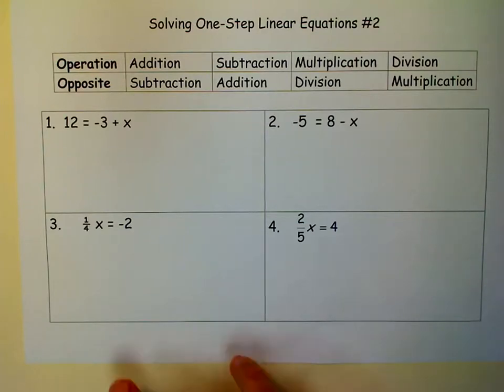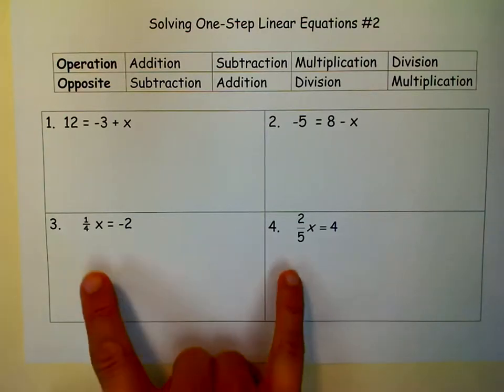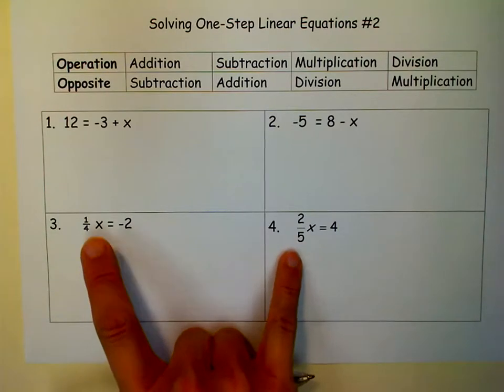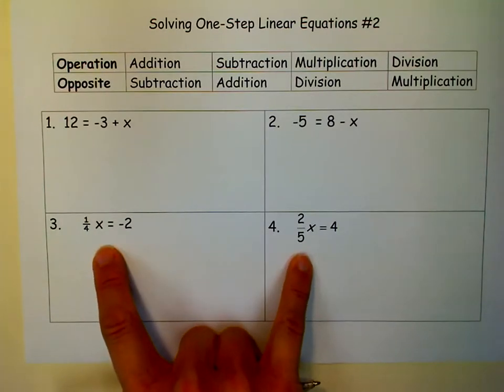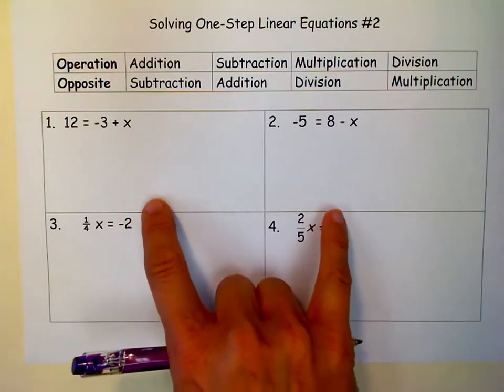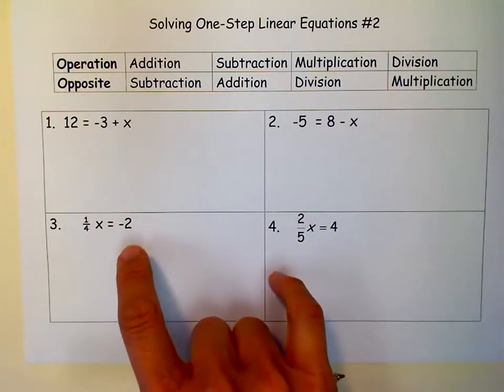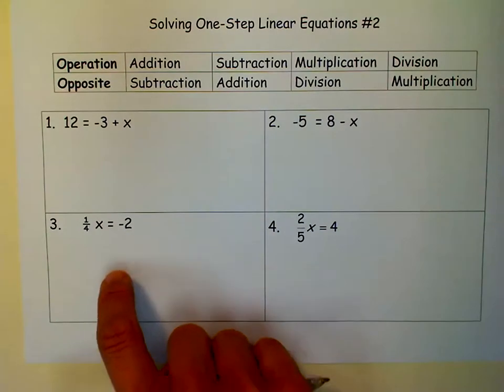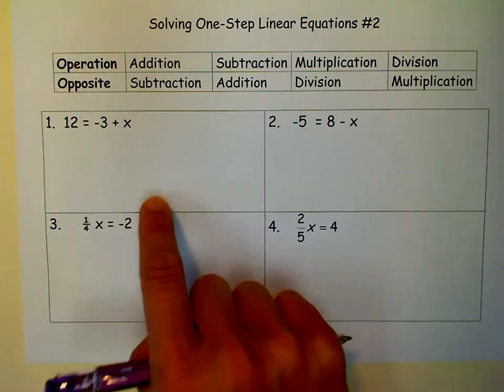If you looked at the last lesson, the thing that's different is that now we have fractions. So I'm going to show you how to do fractions. And also, it's a little bit trickier here because it doesn't say x plus something or x minus something. There's a sign in front of the x. So remember, we've got to do the opposites.